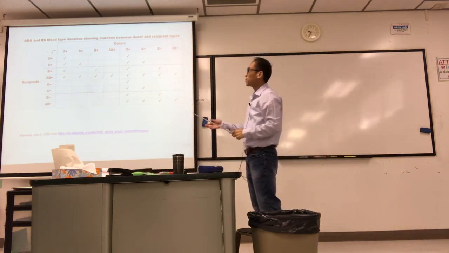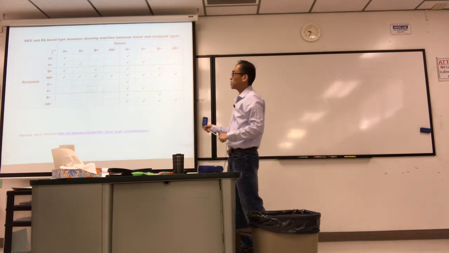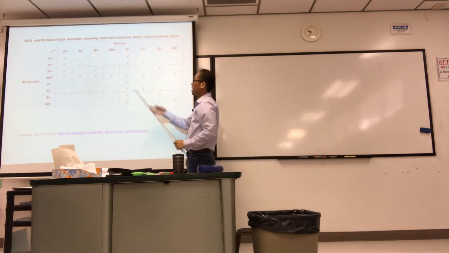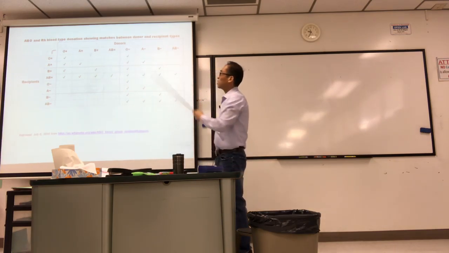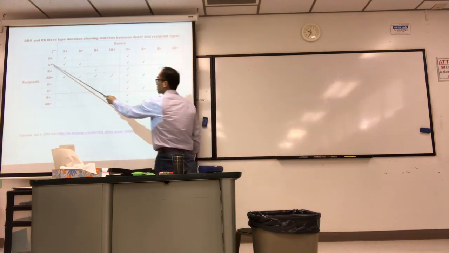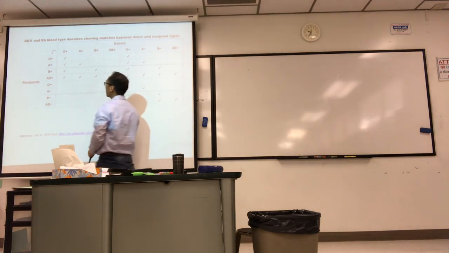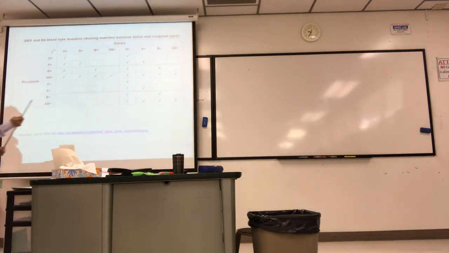So to understand the chart, all the blood types are listed on both axes. Any person can donate or receive, so let's say all these blood types, you're the donor there, and all these blood types, you're the recipient there. The check means it's okay. So for example, O positives can donate to O positives, right? If you're the donor, you can give blood to this person. So the arrow goes that way. And so check mark means okay.